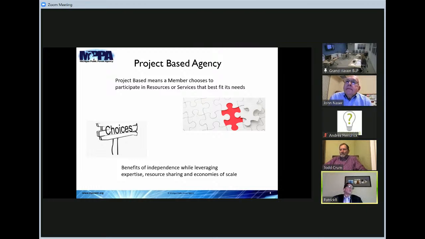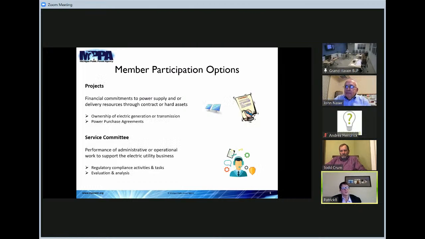The best way to say it is that project-based means a member chooses to participate in the resources or services that best fit or complement their existing operation. So we like to say there are the benefits of independence while leveraging the expertise and the resource sharing economies of scale of participating with a large group of public power utilities through the Joint Action Agency. Just like you're discussing your Harbor Island project and other projects, those are decisions made inside the community, and the Joint Action Agency itself has nothing to do with that.